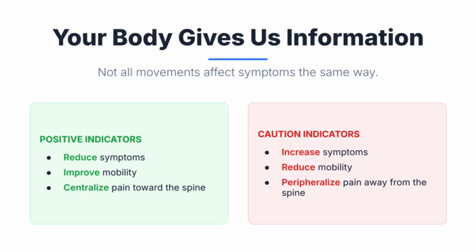So some positive indicators when you're performing these exercises are that your symptoms start to reduce, your mobility improves, and you might start to notice centralization of pain towards the spine. And again, I'll define that here in a minute. Some things that you need to be cautious of, though, if you're performing these exercises: if you're starting to notice an increase in symptoms, if you're noticing that your mobility is reducing, and especially if you're noticing a peripheralization of pain away from the spine. Again, a concept that I will define here in just a second.